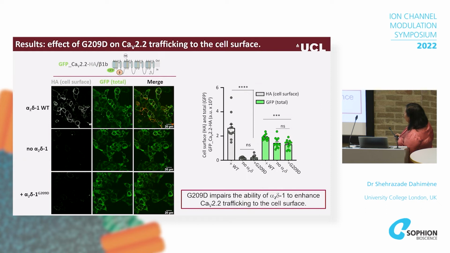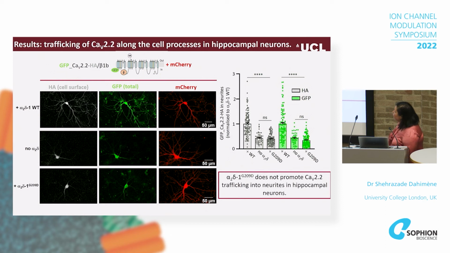Interestingly, we also saw a decrease in the GFP, which represents the total protein that is expressed. We think that it's probably related to ER degradation. So we concluded that the G290 impairs the ability of alpha 2 delta 1 to enhance CAV 2.2 trafficking to the cell surface. So what happened in neurons?